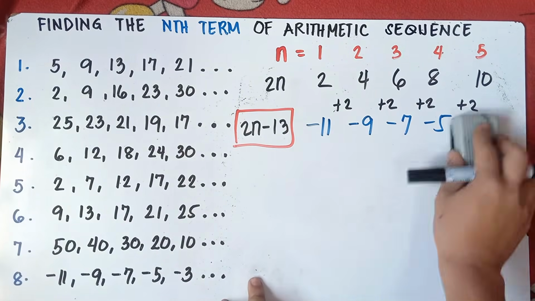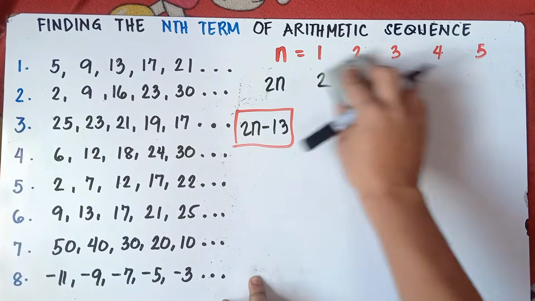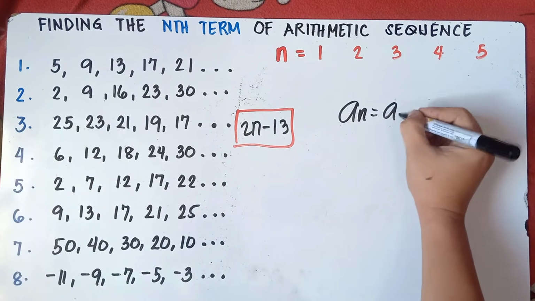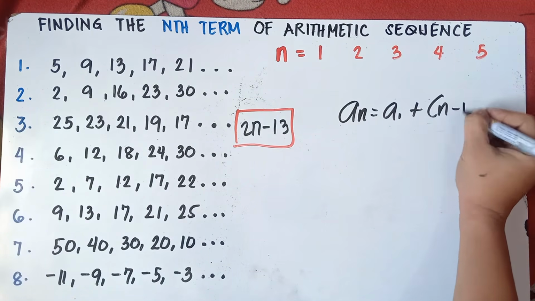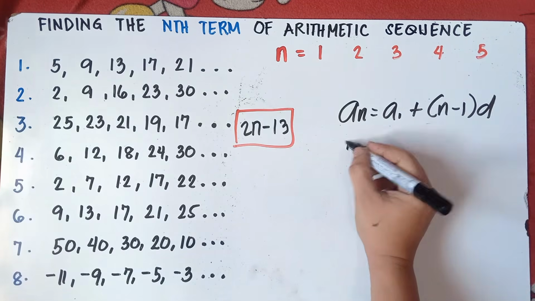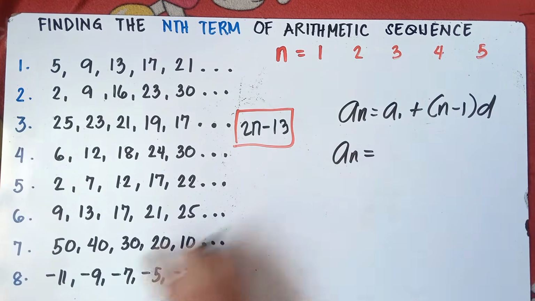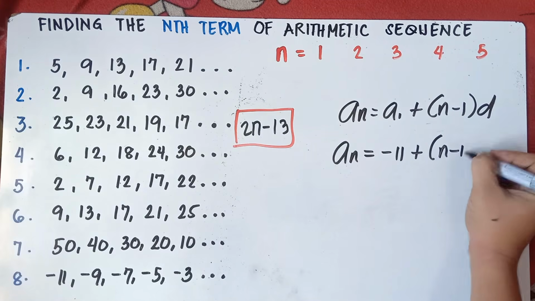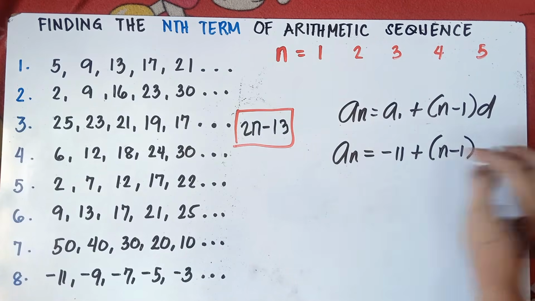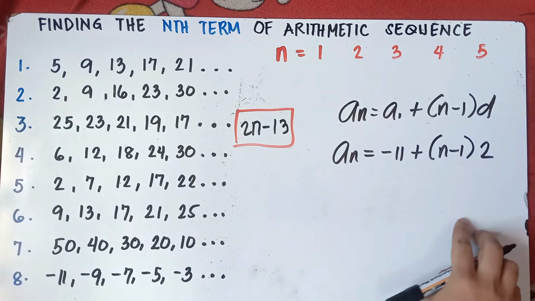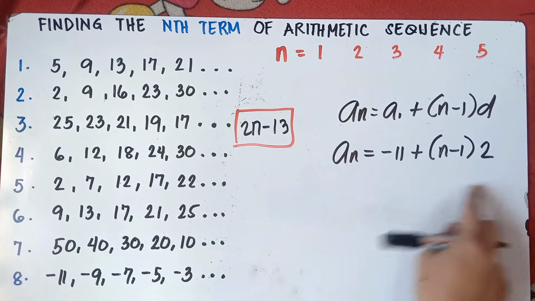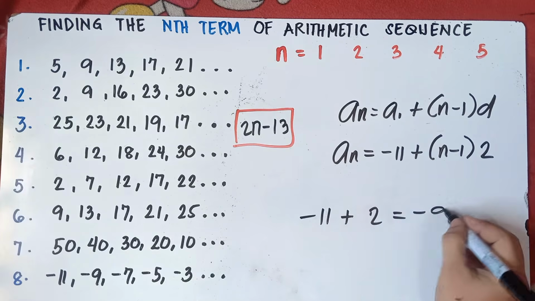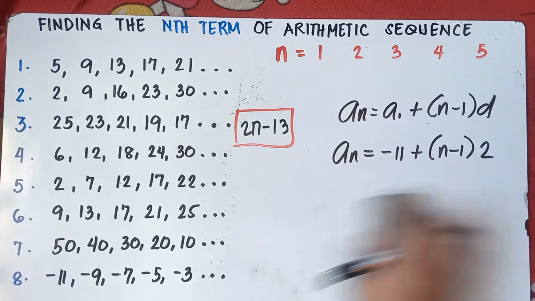Using the formula, a sub n equals first term plus n minus 1 times the common difference. So general term, first term is negative 11, plus n minus 1 times the common difference, which is positive 2. We checked that a while ago. Positive 2, we add 2. Negative 11 plus 2, we get negative 9. So the common difference is positive 2.